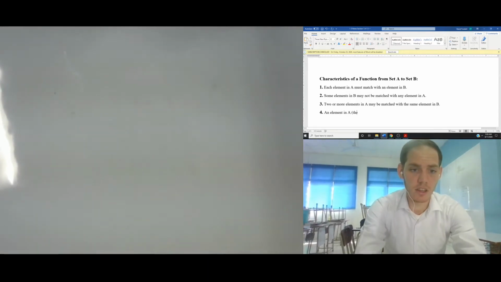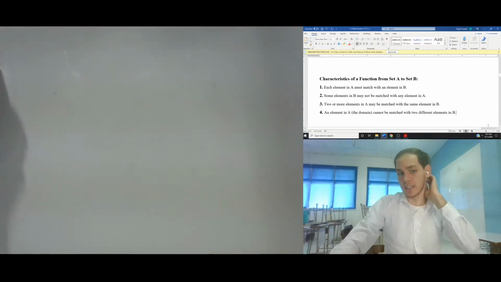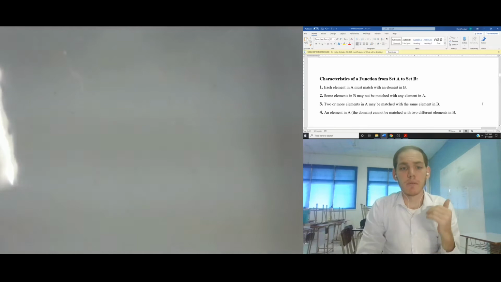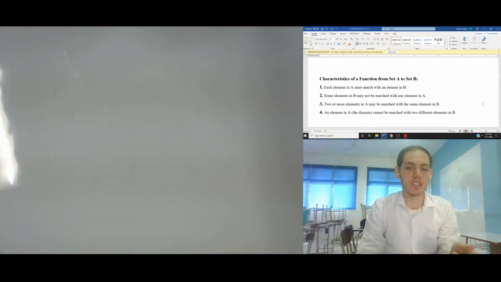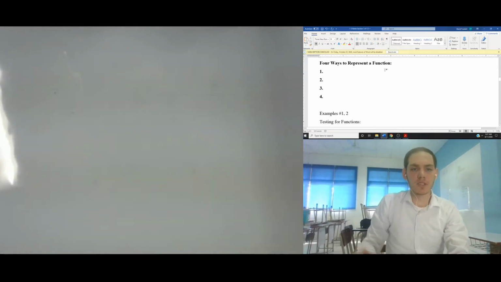In A, the domain cannot be matched with 2 different elements in B. Okay, so again, some of B might not be matched, but an element in A can't match to 2 different elements in B. Okay, 4 ways to represent a function. So let's talk about 4 ways.